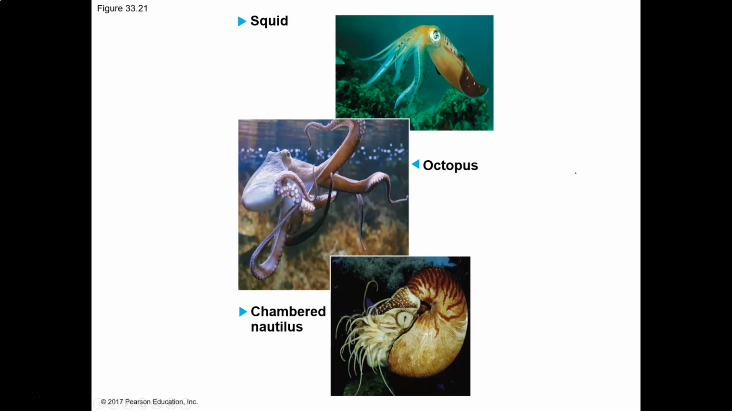Here are examples of those three. So you see the squid at the top, and the octopus here in the middle. And then here's the one that does have a shell, the chambered nautilus, which you'll see examples of that shell in lab.